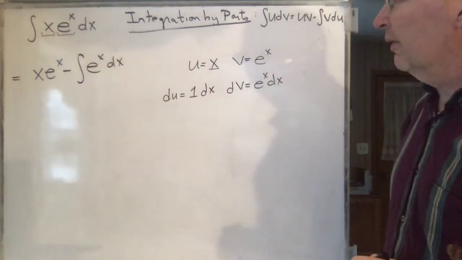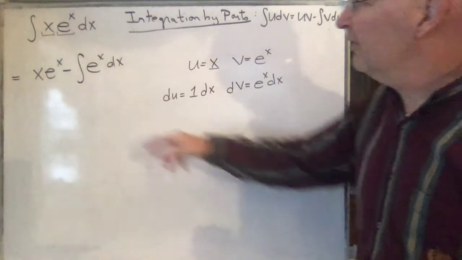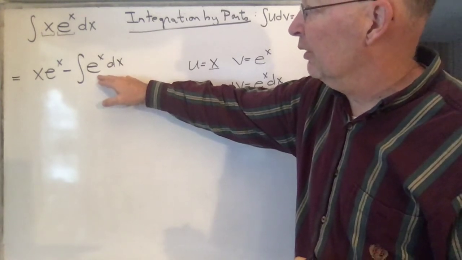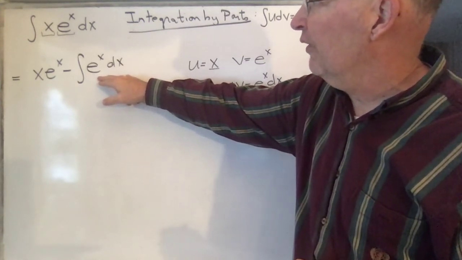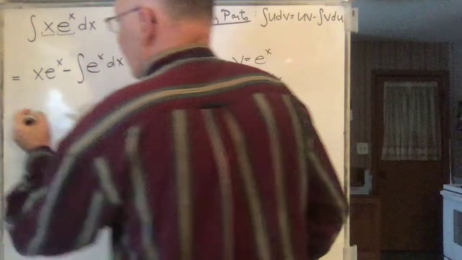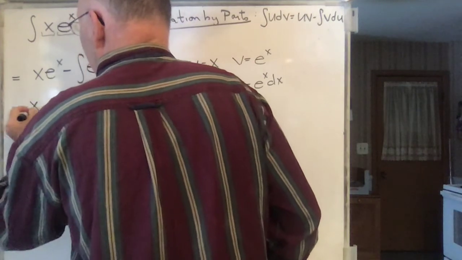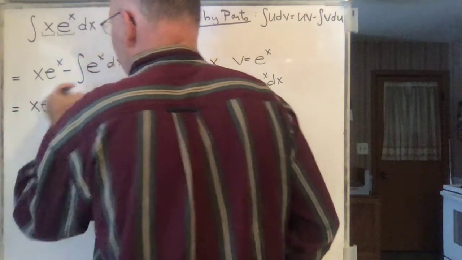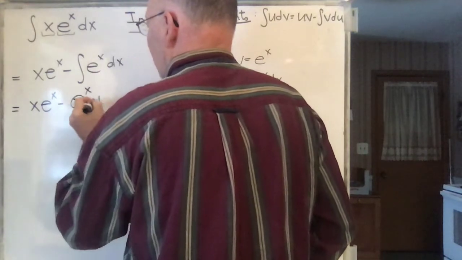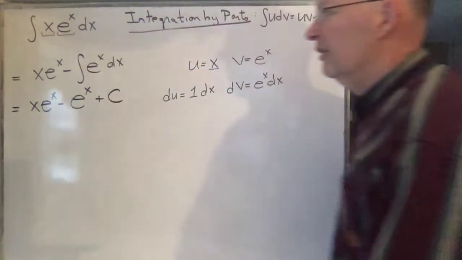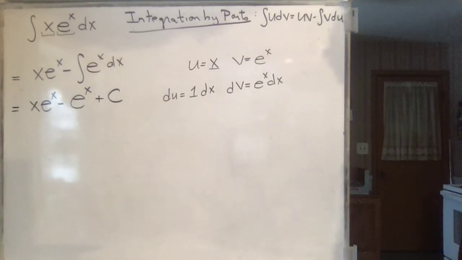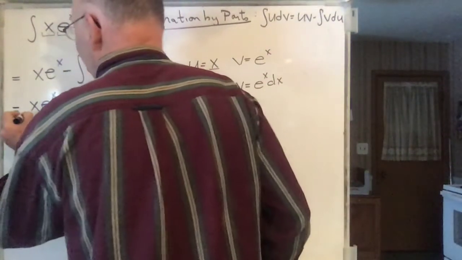The value of using this method is if you end up with an integral here that you can actually integrate, you can actually find the antiderivative, whereas you couldn't do this one. You can in this case, right? This is going to be x e to the x minus, what's the antiderivative of e to the x? It's just e to the x. And then finally you throw on your c. So there it is. There's the answer. There's the antiderivative of this thing.